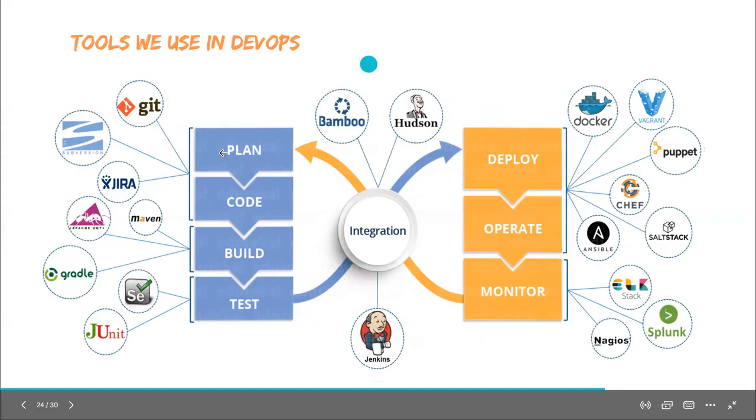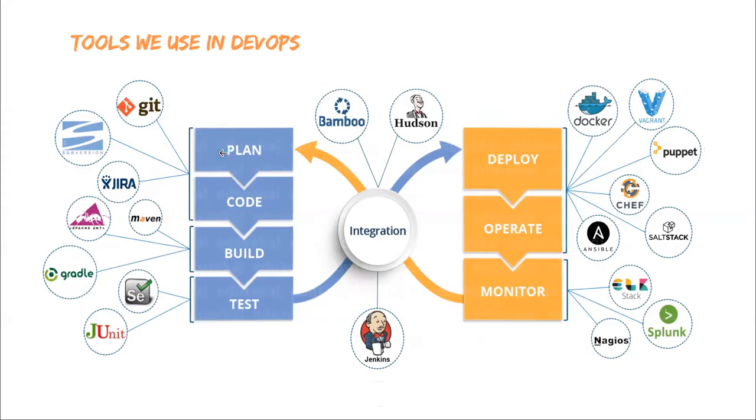For planning, we are not going to use any tool. It is done by some of the senior software architects in your organization. For coding, we are going to use Git or Subversion. Coding here does not mean we are going to write the code. We are going to store the code which has been written by the developer. For the coding part, we are using Git as well as Subversion. In our course, we are going to cover Git.